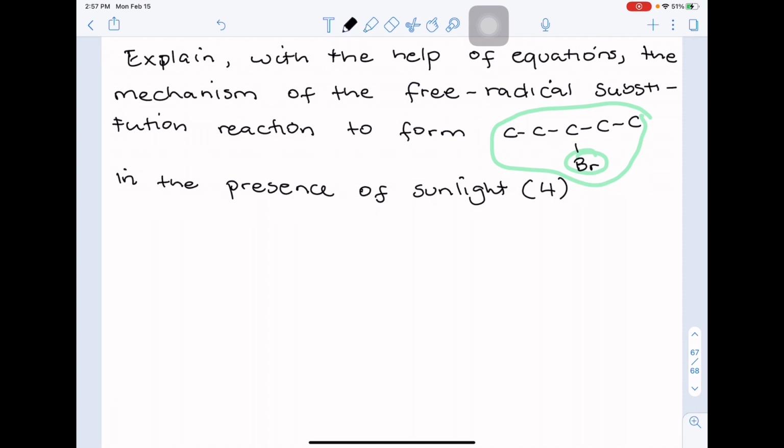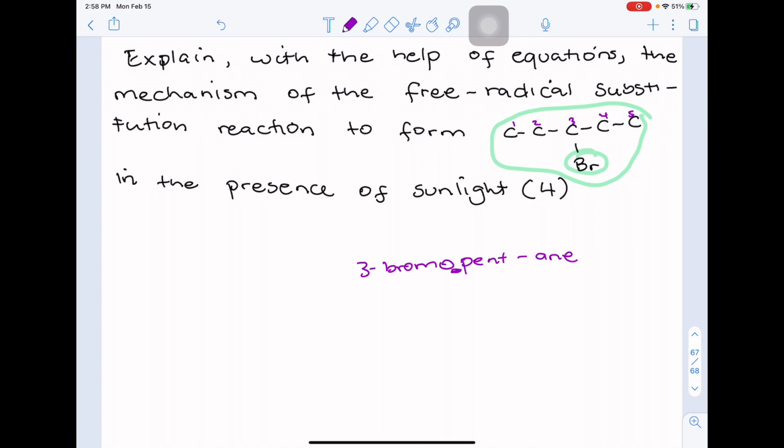Very quickly, let's name this. Okay, so if we number the carbons, this is 1, 2, 3, 4, and 5. It's a pent, and then the suffix is ane, and then the prefix is 3-bromo. Okay, you don't need to put space between letters when you're doing this.